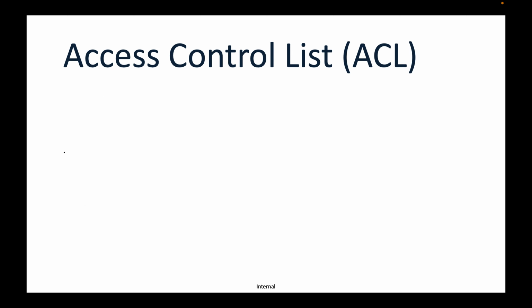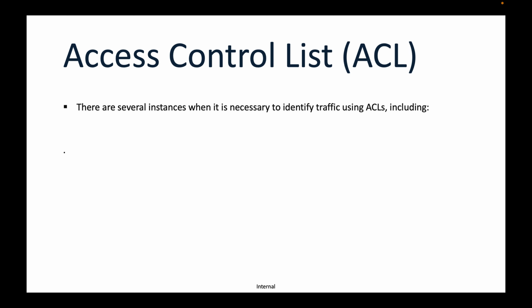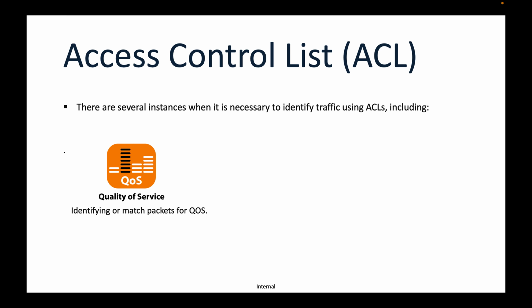So as I said, filtering traffic is a primary use of the access list. There are several instances when it is necessary to identify traffic using ACLs, such as for identifying or matching packets for QoS. For example, voice packets can be prioritized as they require less delay. Any drops in the voice packets will have an effect on your call.